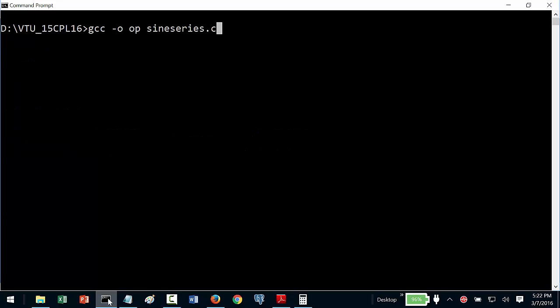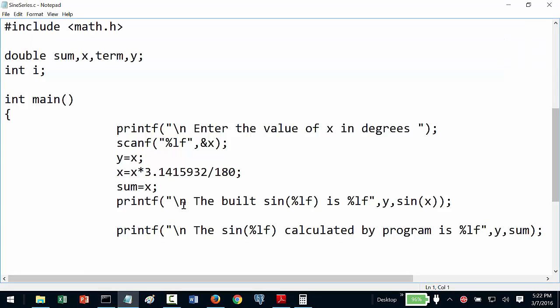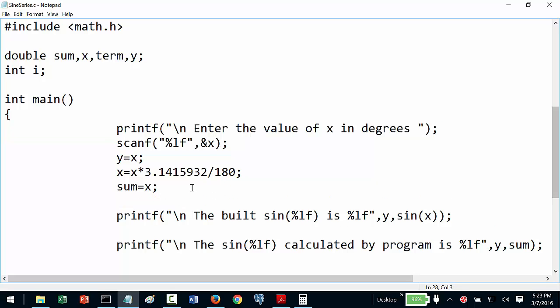So we have OP, we give 45 degrees, so sine of 45 calculated by the program is 0.78, that is 0.70. So you may say what difference it makes if it is an 8% error. No, we have to get the exact, accurate value. Now we also have to accept the number of terms from the user. So we'll ask the user the number of terms, after we have converted.